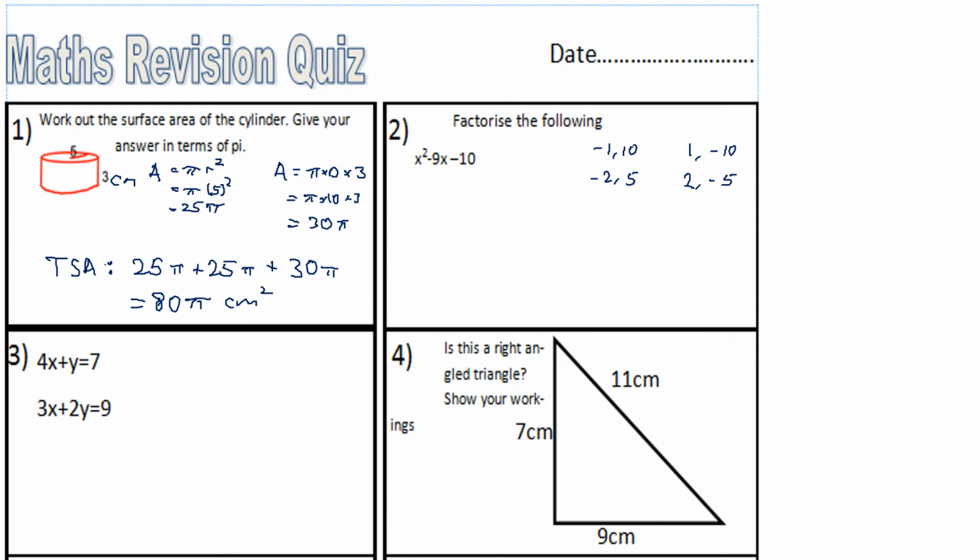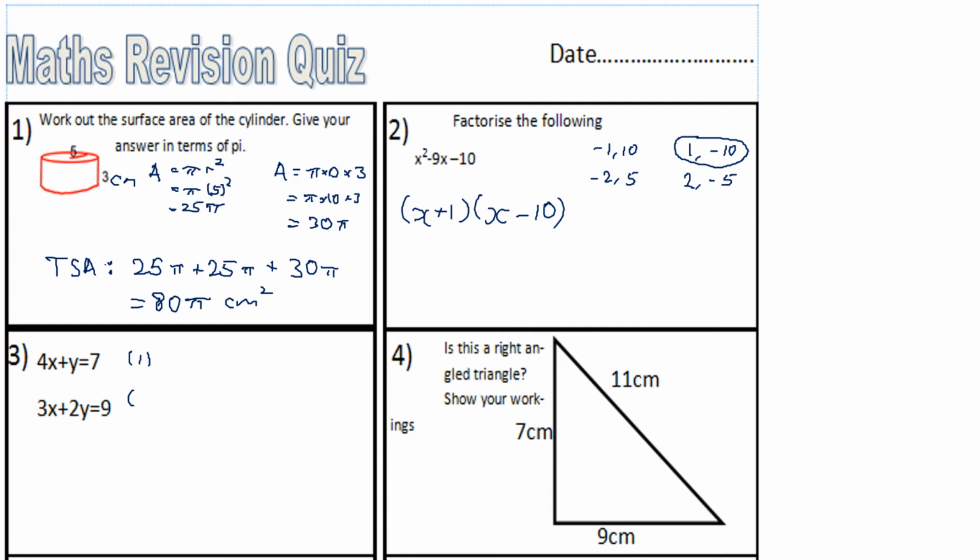Okay, so only one of those factor pairs is going to add together to give me a minus 9. So it's going to be 1 minus 10. So the factors are x plus 1, x minus 10. And it doesn't matter which way you put those brackets around, so long as you've got the correct sign on the correct number, okay? Okay, so for number 3, we've got simultaneous equations.